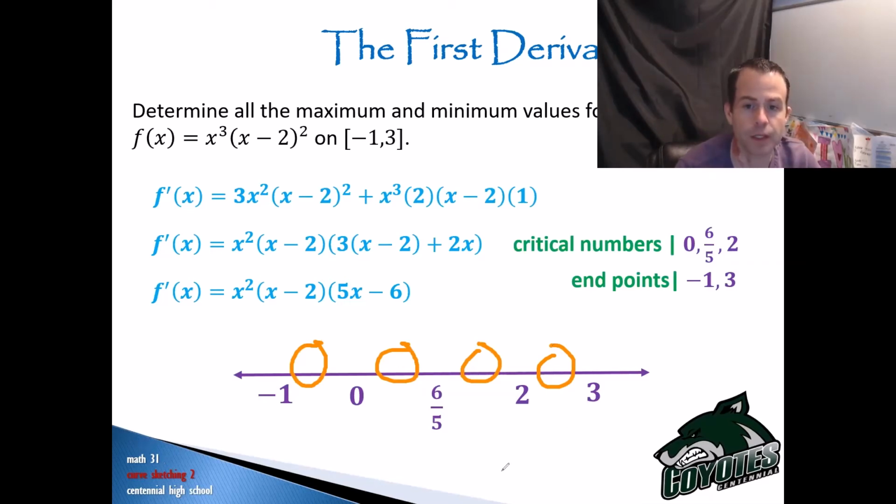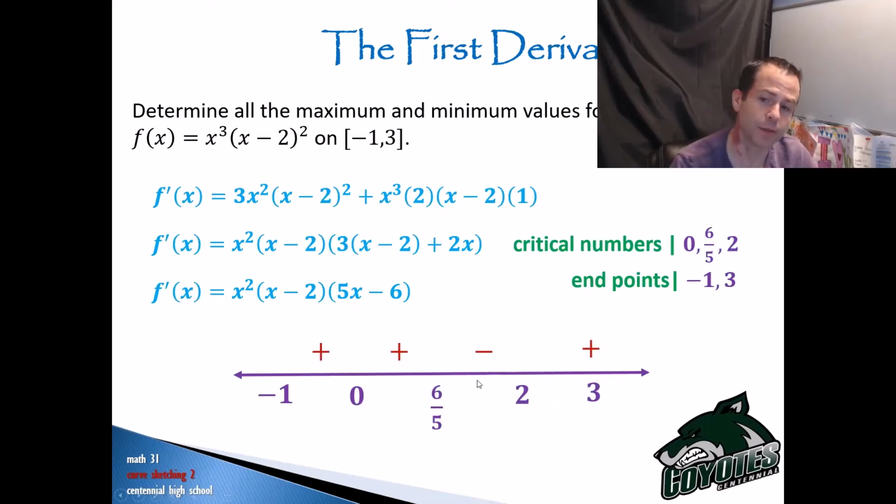Okay, and what you should notice is we ended up with a positive derivative here, a positive derivative here, a negative derivative here, and then a positive derivative between the 2 and the 3. Okay, so remember, according to the first derivative test, I'm going to have a local max if I switch from an increasing to a decreasing derivative, so a positive to a negative. And I'm going to have a local min if I switch from negative to positive, okay?